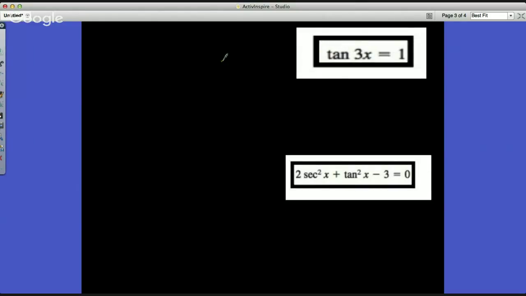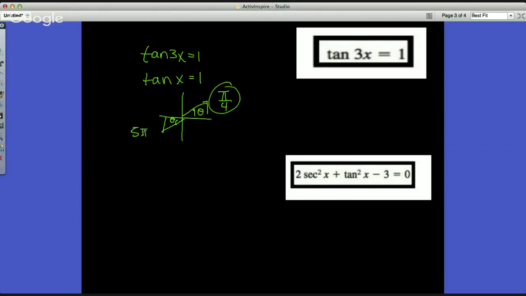All right, our last two aren't difficult here, but they're ones to remember. Remember tangent of 3x equals 1. Where is tangent first equal to 1? Well, there are 2 places, right? Quadrant 1 is the first place, and the second place would be quadrant 3, okay? Quadrant 1 and quadrant 3. So where is it going to be 1? Well, it's going to be at pi over 4. Pi over 4 is the first place, and the second place would be at 5 pi over 4. So these 2 locations, 5 pi over 4 and pi over 4, would be the 2 locations where tangent of x equals 1.